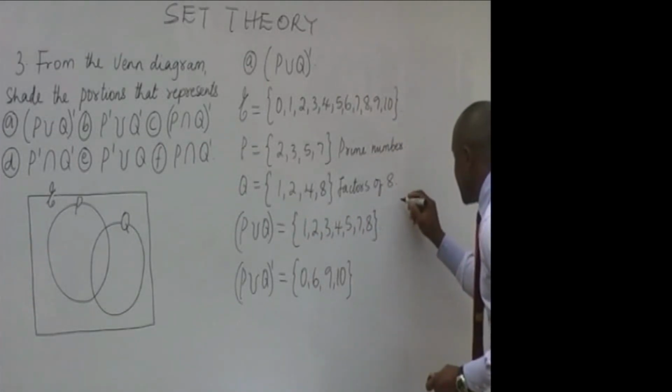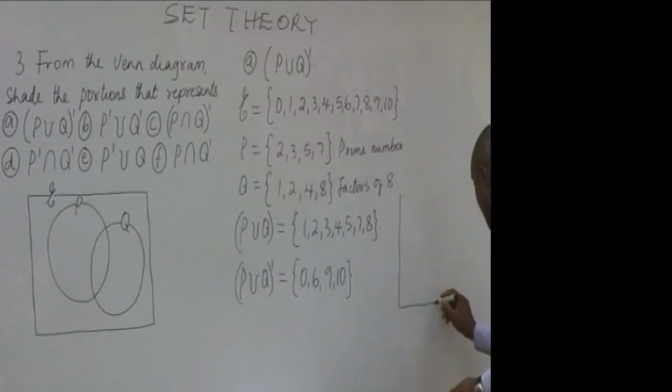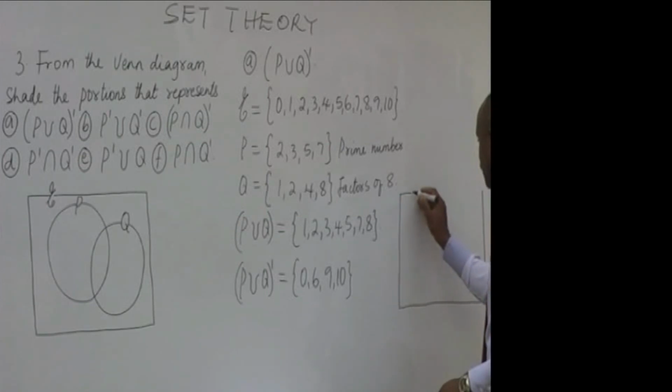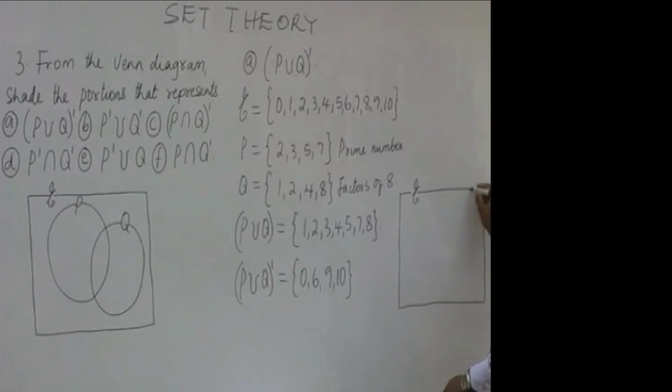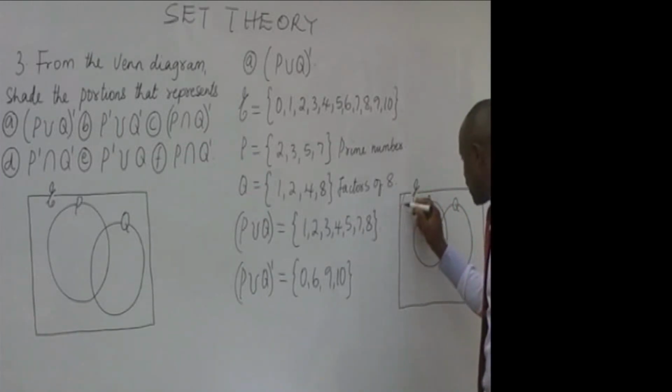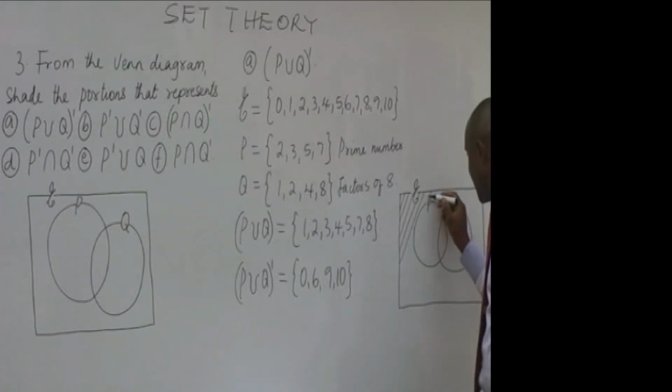So what we are going to shade is going to be, let this be our Venn diagram representing what we have in the question, where we have this to be P, and we have this to be Q. Now, P union Q prime is universal set minus P union Q, the whole universal set minus P union Q. So we are going to shade the whole of this side and avoid shading P union Q.